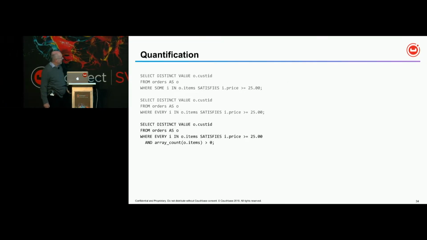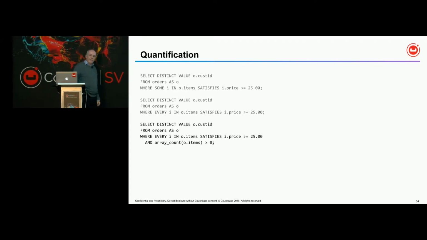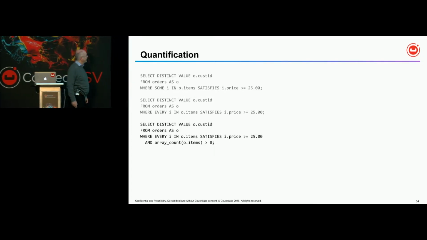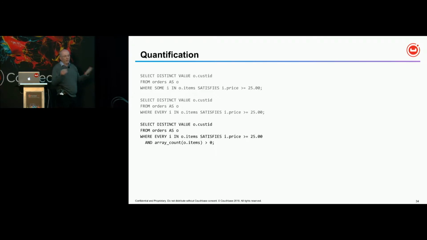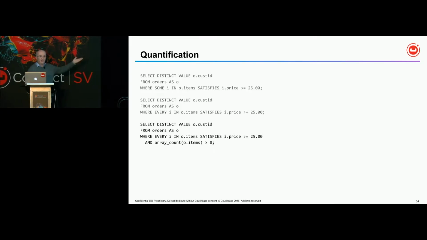All right, and then of course there's an interesting corner case that you should consider. The condition every I in O.items satisfies I.price greater than 25 is trivially true if there is no item in that array. If there's an empty array, then I say for every item in nothing. For everything in nothing, we just say yes, that's true. There's nothing there, so there's nothing to say about it, so it's trivially true.